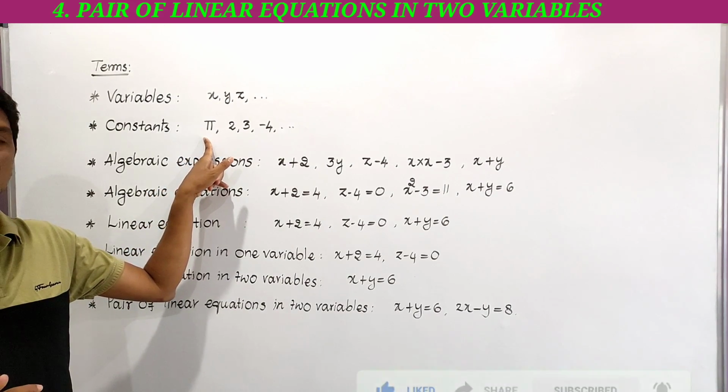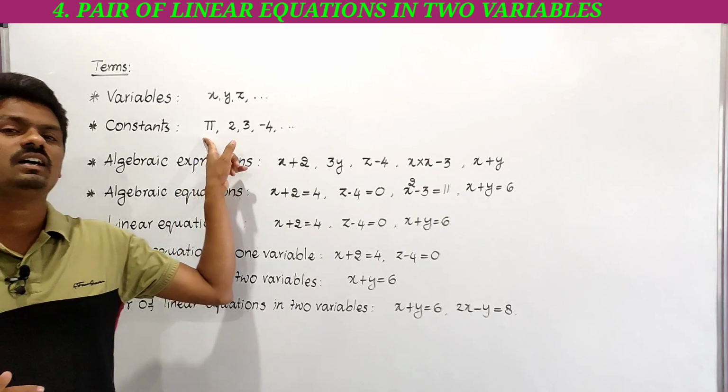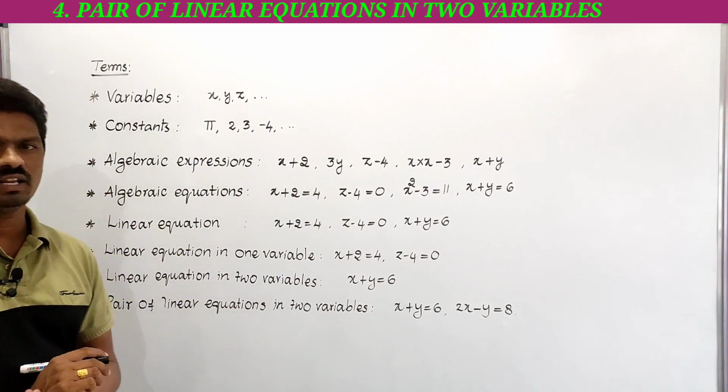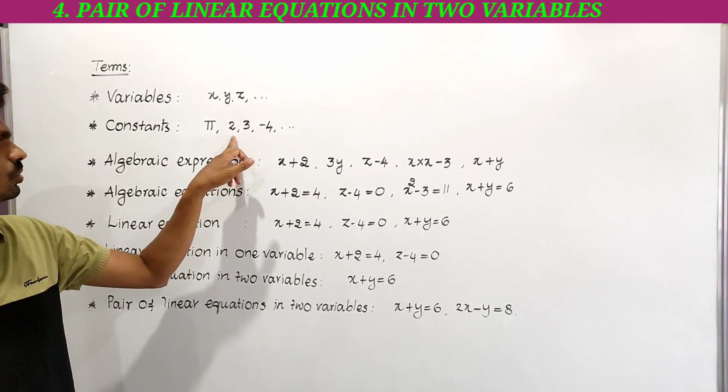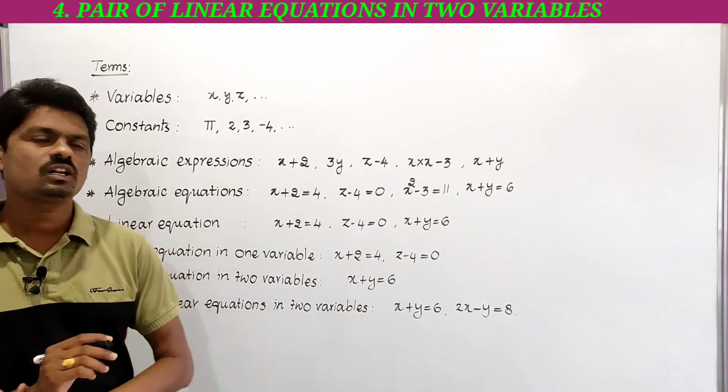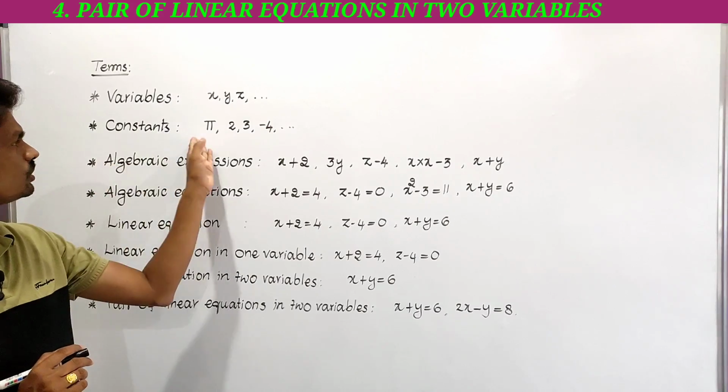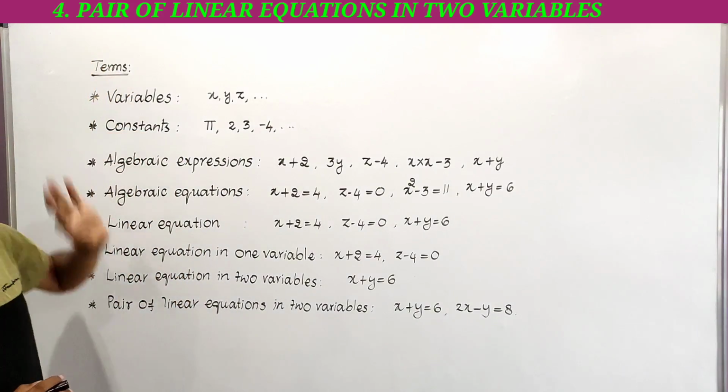It is the ratio between the circumference and the diameter of a circle. It is known as pi. It's a constant. So 2, 3, minus 4, all digits are also known as constants. These are the constants and these are the variables.